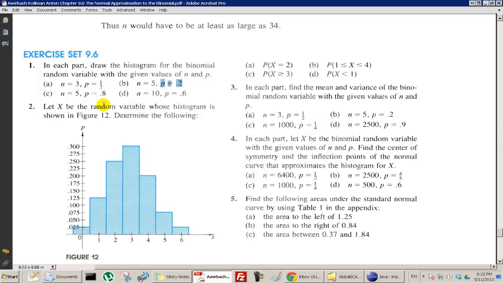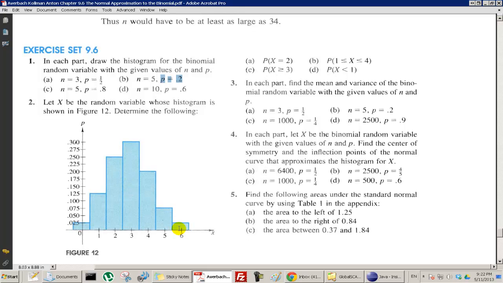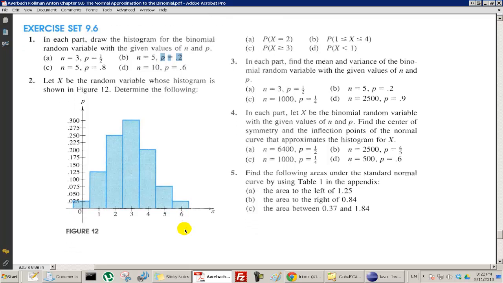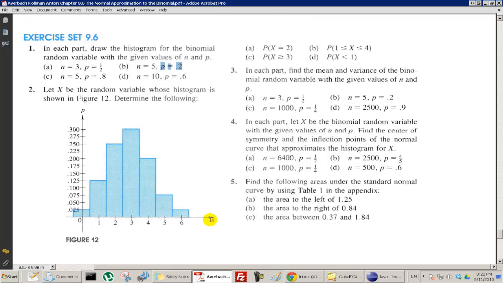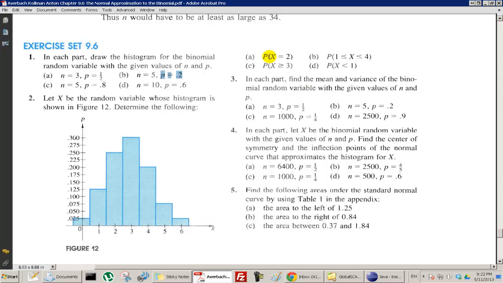Let x be the random variable whose histogram is shown here. So here basically it looks like x only goes up to 6, and assuming that it's binomial, or maybe they don't even say that here, they just ask what's the probability that x equals 2, so you just want the height here. What's the probability that x is between 1 and 4, so you want the height here, here, here, and here, because it's inclusive, and you add them up. Probability that x is greater than 3, so that's greater than or equal to 3, so that's this one, this one, this one, and this one, and x is less than 1 is this one, just the 0.